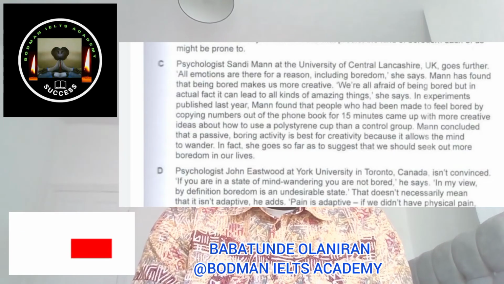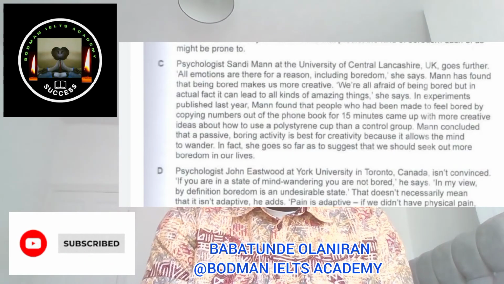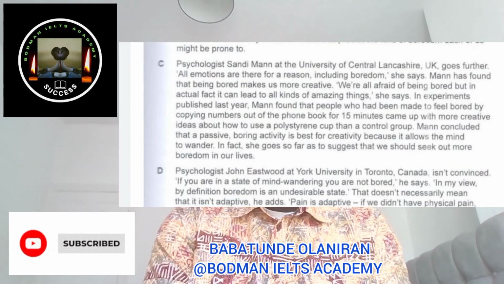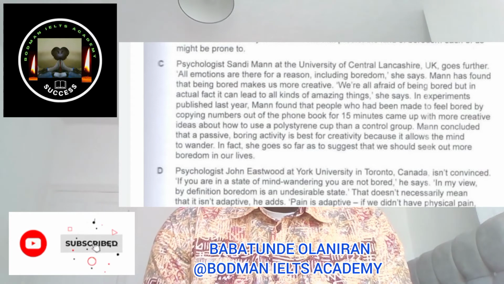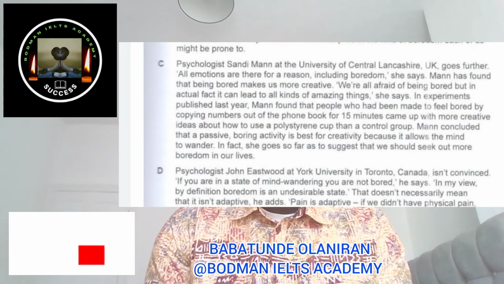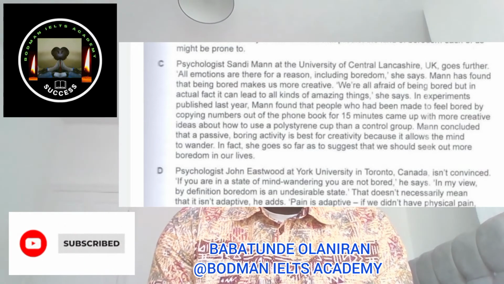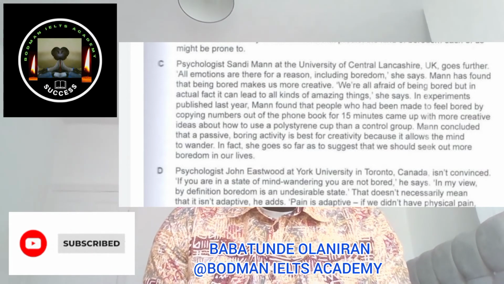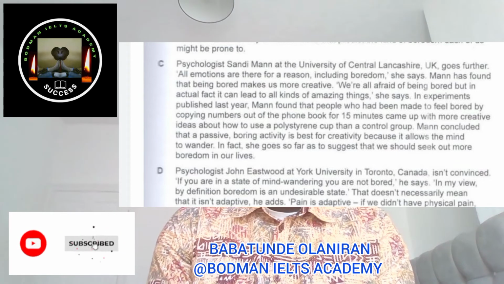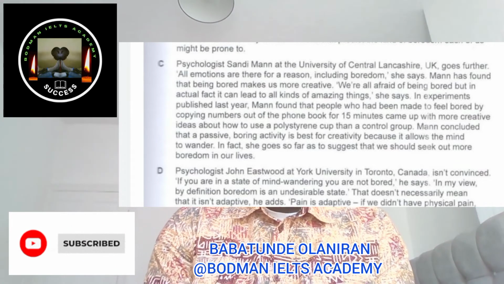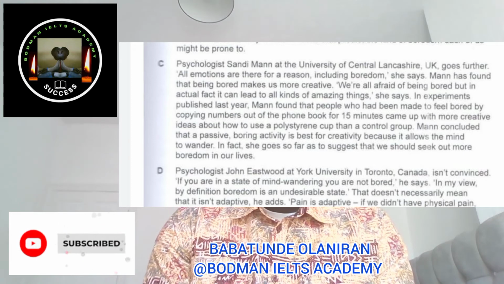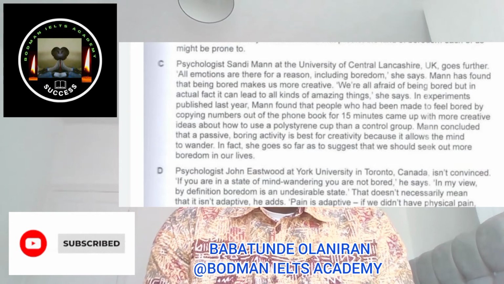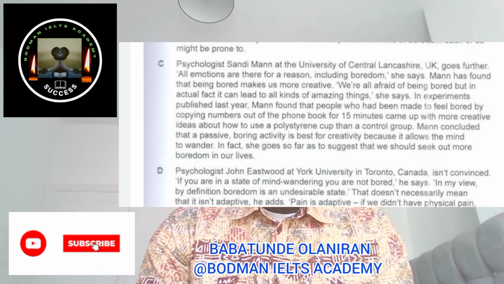Paragraph C says, psychologist Sandy Mann at the University of Central Lancashire, UK, goes further. All emotions are there for a reason, including boredom. So he's saying boredom is there for a reason. She says Mann has found that being bored makes us more creative. We are all afraid of being bored, but in actual fact, it can lead to all kinds of amazing things. So this one is saying another thing, that boredom can lead to a lot of amazing things.